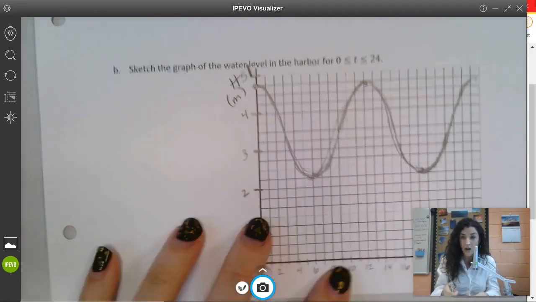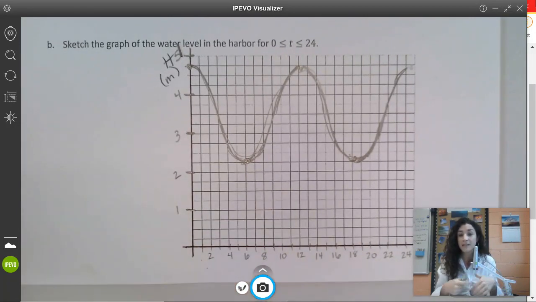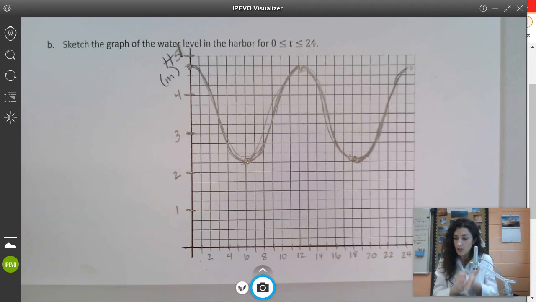You need to have a scale on your X and Y axis. It needs to be labeled. You need to have all intercepts graphed with a clear point, and then other key points, so maximums, minimums, etc. And make sure that you include the domain if it tells you a domain that it needs to be in. Okay, last question for the notes today is an IB question.